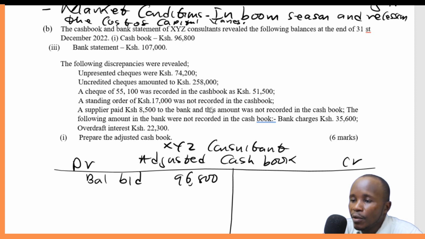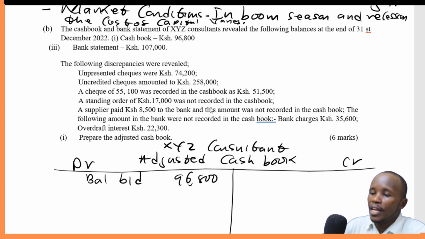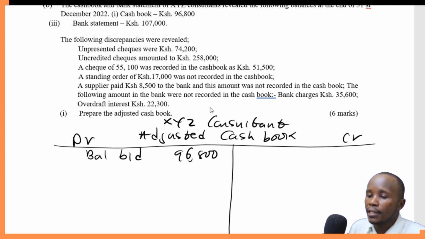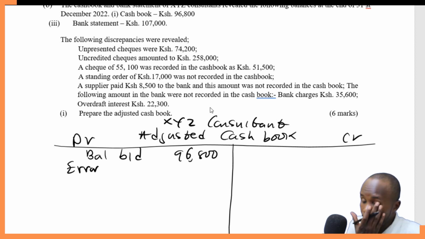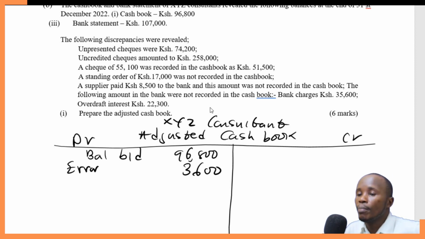A check of 55,100 was recorded in the cash book as 51,500. So that means there was an error. This money was supposed to increase our bank balance. So error here. You are supposed to record 55,100, but it was recorded as 51,500. So that is 3,600. That is supposed to increase your bank balance by 3,600.